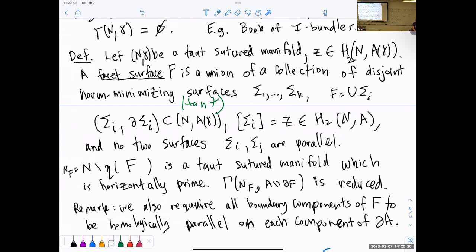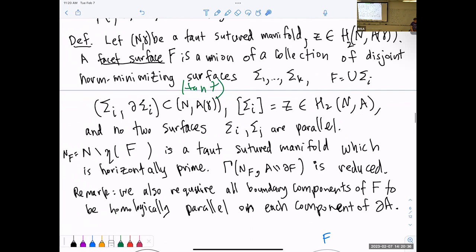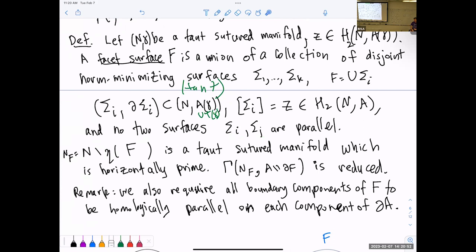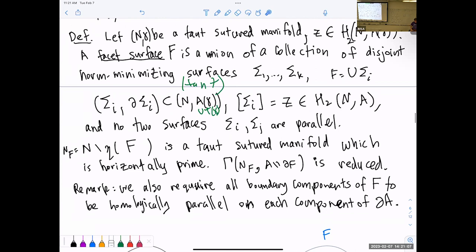The boundaries of these sigma i's lie in the annuli, or in the sutures. And here, sorry, I think I messed up some of my notation, but this should really be U, T of gamma as well. They could lie in the annuli, or just in the sutures. And then no two of the sigma i and sigma j are parallel. Each of these surfaces is homologous to each other. They're all disjoint and norm minimizing. Now we're getting close to the Kakimizu complexes, which is where the term facet is coming from.